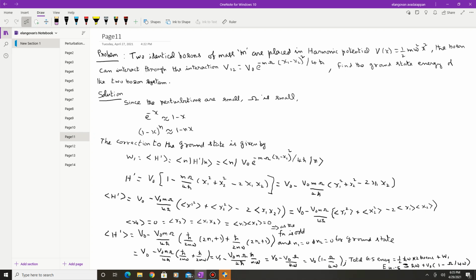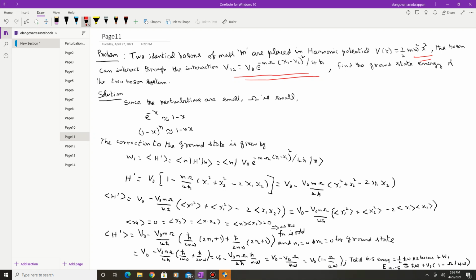Next problem. Two identical bosons of mass m are placed in a harmonic potential. This is a harmonic potential of ½mω²x². The bosons can interact through the interaction V12. So this is the perturbation. Find the ground state energy of the two bosons.